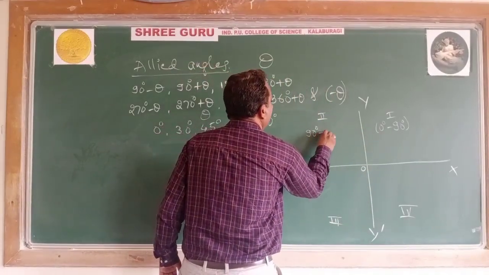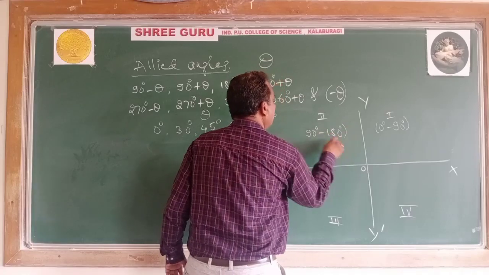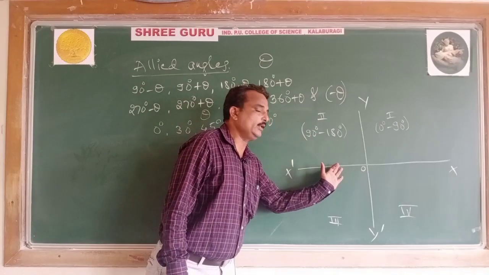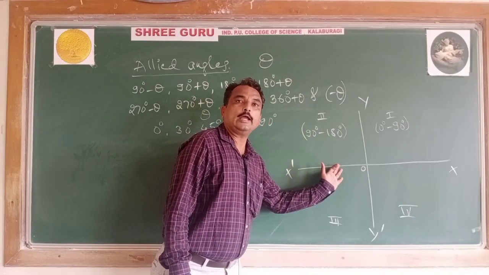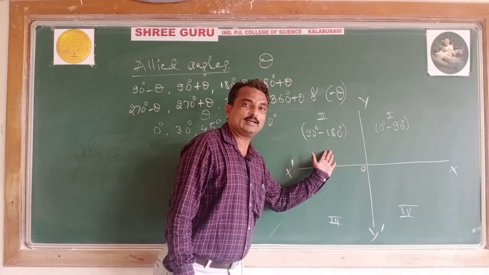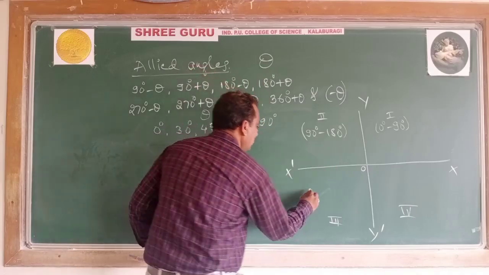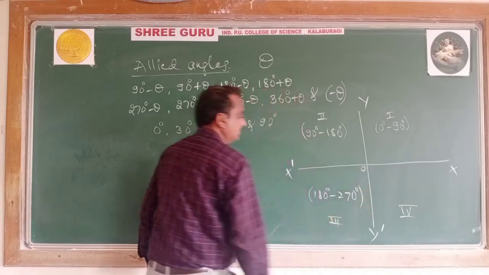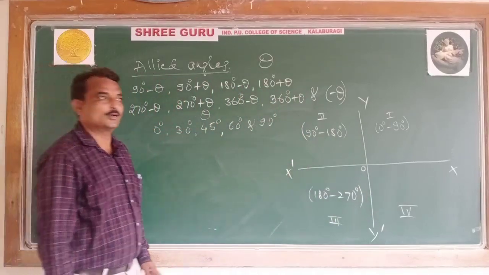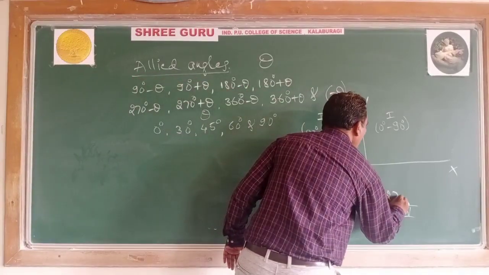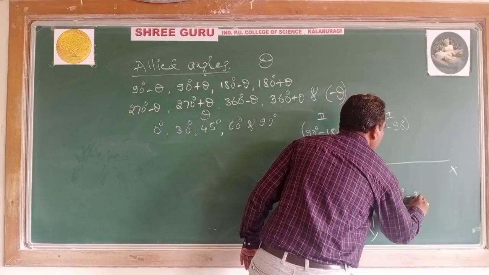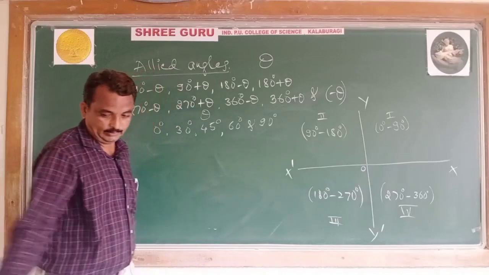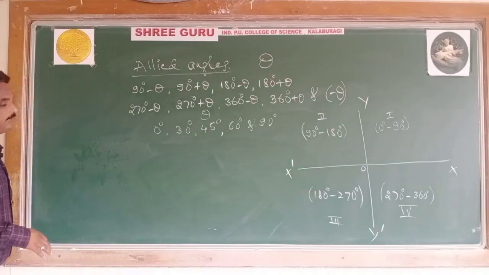90 degrees to 180 degrees, such angles are known as second quadrant angles. The next, 180 to 270 degrees, is the third quadrant, which you know very well. And then 270 degrees to 360 degrees, these are the fourth quadrant angles. Now see, students.